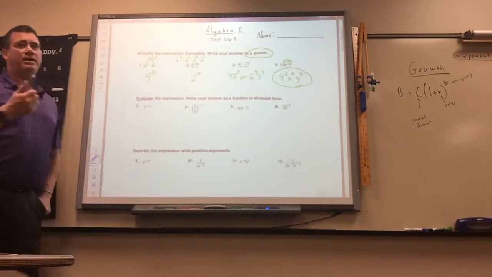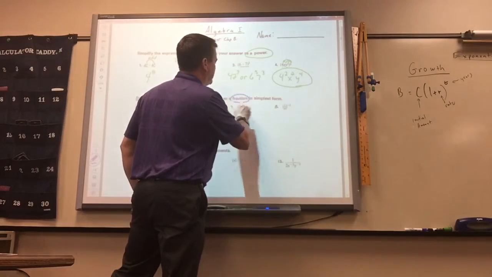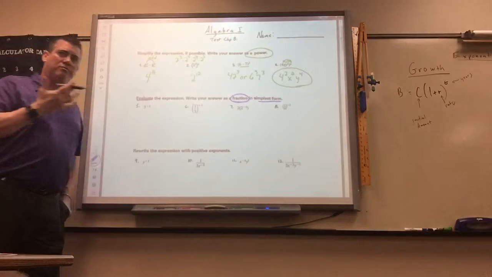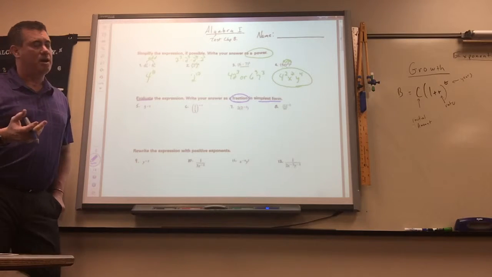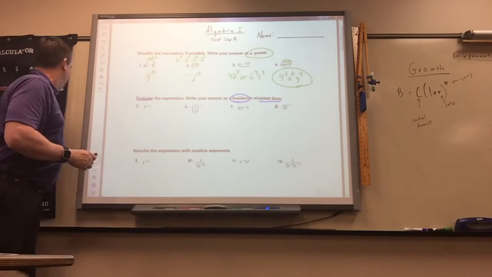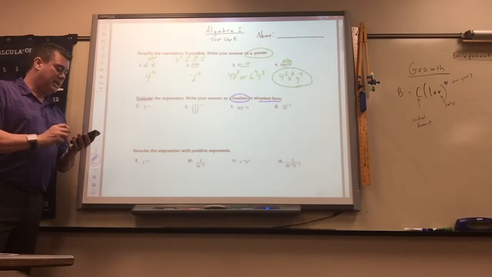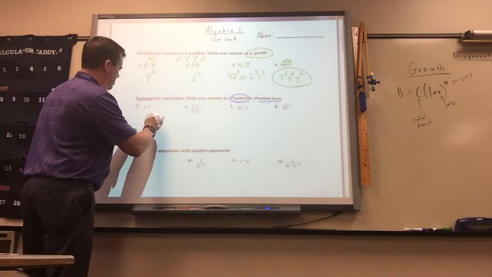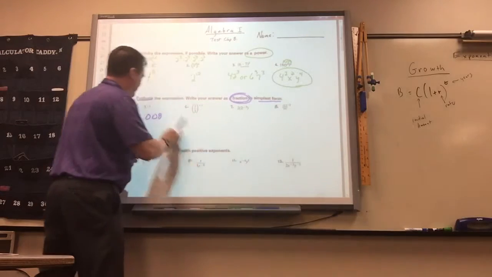Evaluate, which means you are going to use a calculator. Write your answer as a fraction in simplest form. So, there's always 4 or 5 people that do this wrong. They take a calculator and they put in 5 to the negative third, and they write their answer as 0.008 and you get it wrong, because it's not written as a fraction.